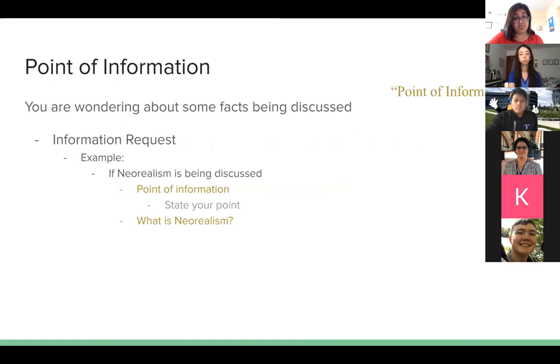The next is a point of information. Obviously you're not going to be expected to know every single topic discussed. That's a lot to expect of you guys. So if there's something being discussed that you don't understand, like if something with biology is being discussed and you aren't a bio major and haven't taken a bio class, you just rise to a point of information, and it pretty much just says, hey, can you explain what we're talking about?